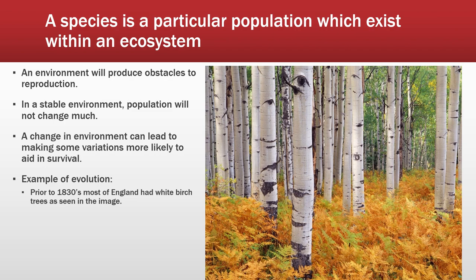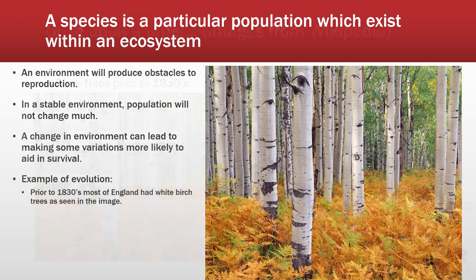Now, one of the clearest examples of evolution is the evolution of moths. I'm going to use the Industrial Revolution. Before the Industrial Revolution, a lot of places in England had white birch trees. And because of a change, these birch trees became extremely dark. In the 1830s, a lot of coal was being used for energy, and so the coal soot would deposit on these trees, making them darker.